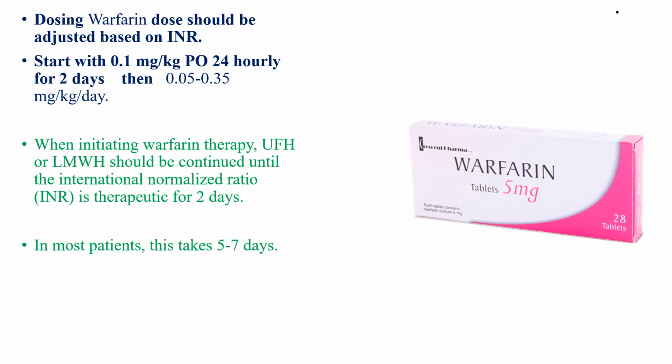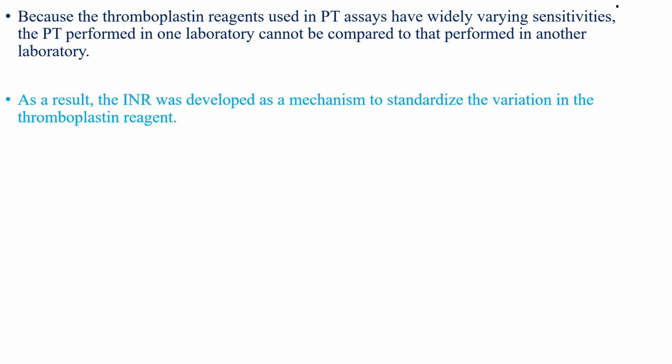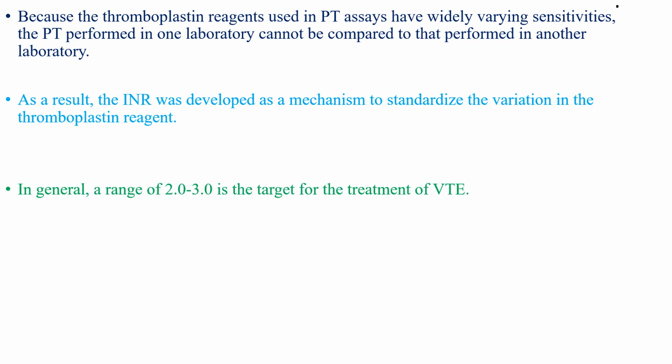The PT is used to monitor the anticoagulant effect of warfarin. The thromboplastic reagents used in the PT assay have widely varying sensitivities. So it's difficult to compare a PT performed in one laboratory with that of another laboratory. As a result, INR was developed as a mechanism to standardize the variation in the thromboplastic reagent. In general, a range of 2 to 3 is the target for the treatment of venous thromboembolism. INR range of 2 to 3.